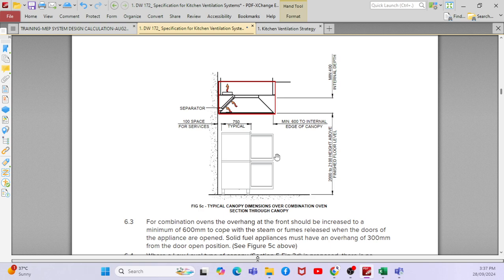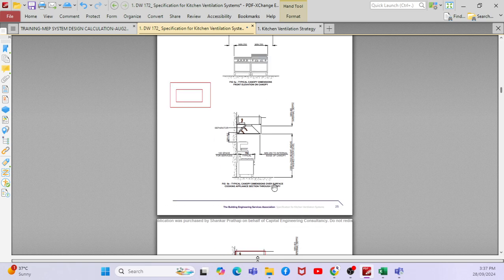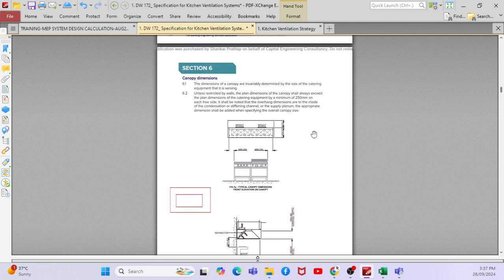Whatever fumes come from the appliances will be taken immediately, to avoid the fumes spreading to the surroundings outside. That would create excess heat, and then people would get disturbed. So this is how to size the canopy, depending upon the appliances.